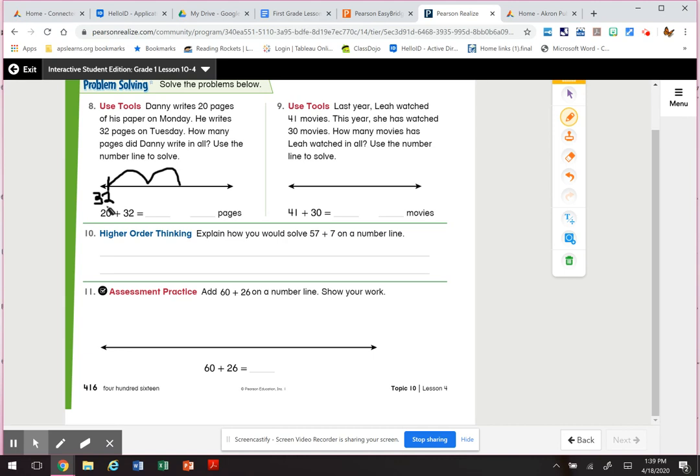Now I'm going to go back and number them. We have 32. 10 more than 32 is 42. 10 more than 42 is 52. Notice my first number changes. That's in the tens place, and the second number in the ones place stays the same. So 20 plus 32 is 52. So Danny wrote 52 pages.